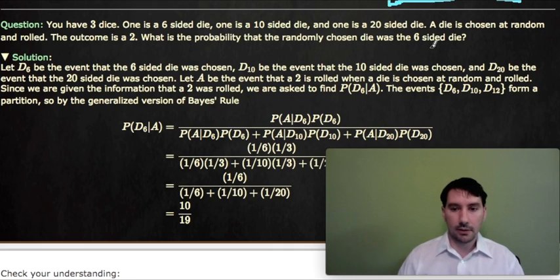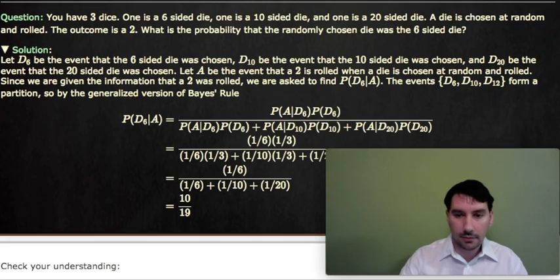So what's the probability that we chose the 6-sided die? Well, since it was a 2, any one of these 3 dice could have been chosen, right? Because there's going to be a 2 on the 10-sided die and a 2 on the 20-sided die, and of course there's a 2 on the 6-sided die. And it seems like it should be more likely that we chose the 6-sided die, because there's a 1 out of 6 chance of getting a 2 on that one, and there's only a 1 out of 10 chance of getting a 2 on the 10-sided die, and an even smaller chance, a 1 out of 20 chance that we would have gotten a 2 if we picked the 20-sided die. So what's the probability that it was the 6-sided die?